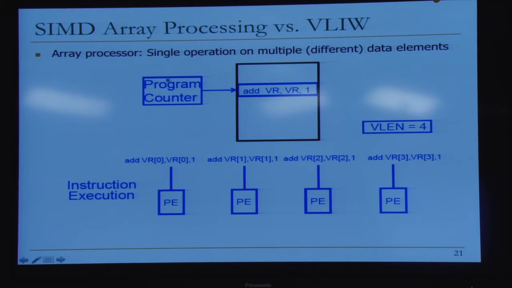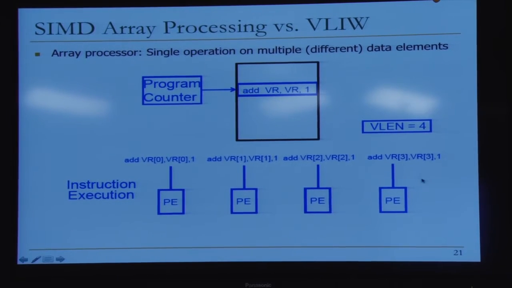But it looks like this, basically a single operation, add, but on multiple different data elements. Basically, you fetch an instruction, which operates on multiple different data elements of the same vector register. This is the add that we've shown earlier, right? This is the increment of the vector register. What you're doing is incrementing each element of the vector register, which points to your instruction being very powerful, right?